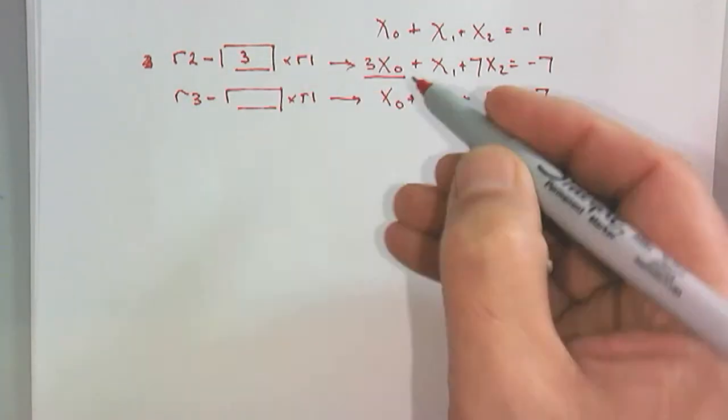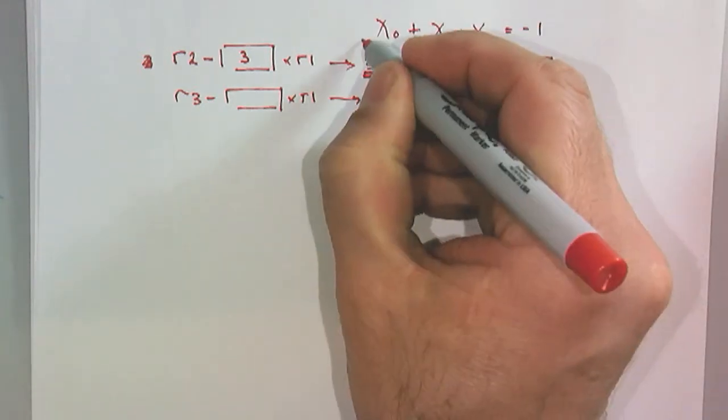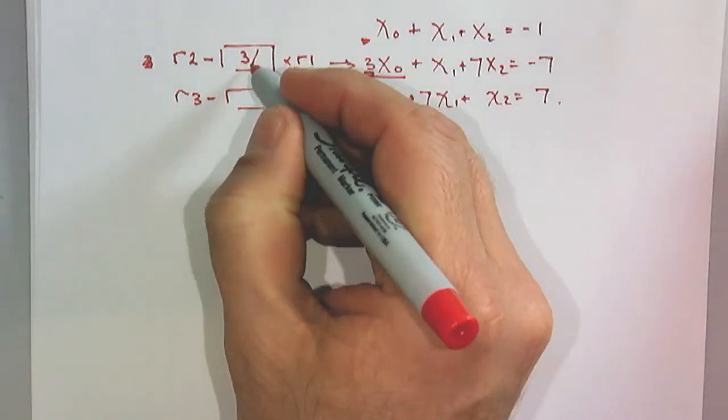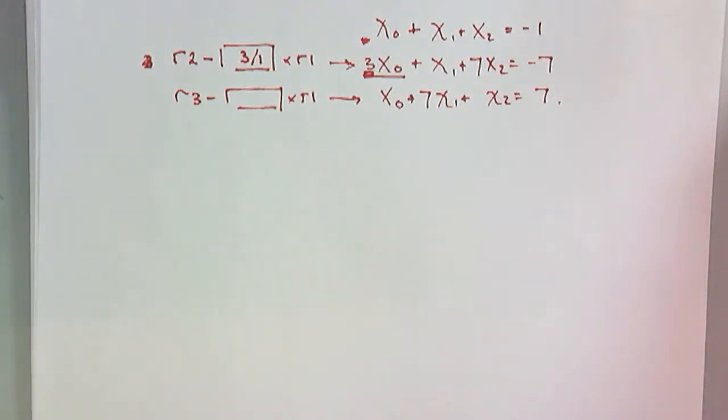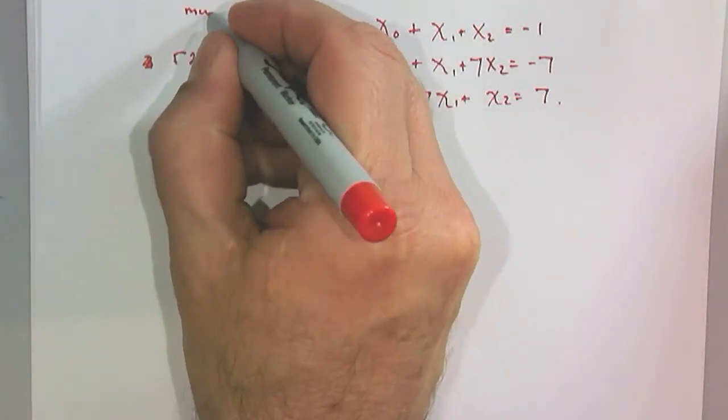Now how do we get that 3 systematically? Well, notice that it's this coefficient divided by the coefficient up here, which is a 1, that determines what multiple of the first row we need to subtract off of the second row. And this here is known as a multiplier.